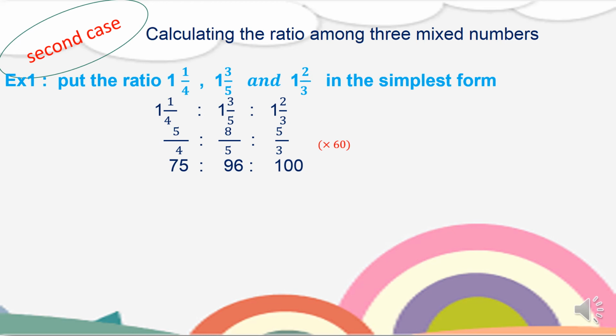So when I have three mixed numbers, firstly convert to fractions. Shift fraction on a calculator, I put the number and equal, and I will get the fraction. The second step, multiplying the denominators. 4 times 5 times 3 equals 60. And then multiply each fraction by the result. So I multiply each fraction by 60, and I will get whole numbers.